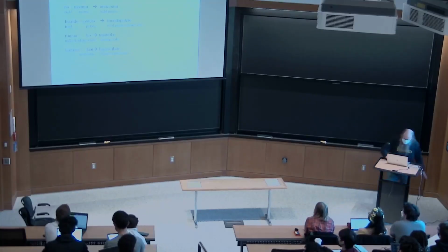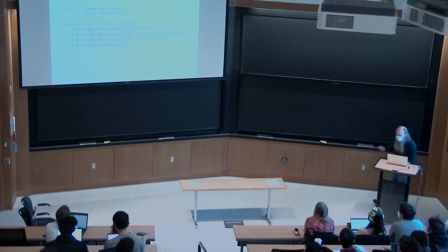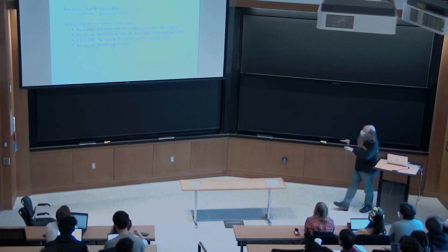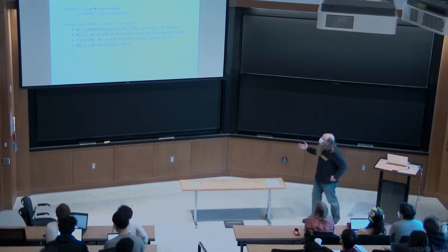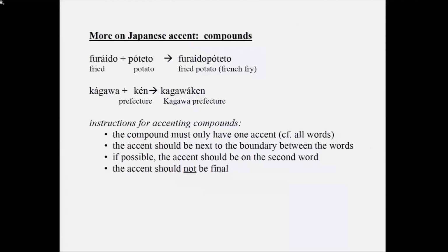But there's this sort of coherent class of exceptions. If the second half of the compound is only one syllable long, then you don't put accent on the second half. You put it at the end of the first half. So Kagawa Prefecture. Kagawa is the name of a place, and it's got accent on its first syllable. But the expression for Kagawa Prefecture has accent almost at the boundary. It's right before the boundary between them. Not on the second half of the compound, unusually, because the second half of the compound is only one syllable long. So you get Kagawa Ken.